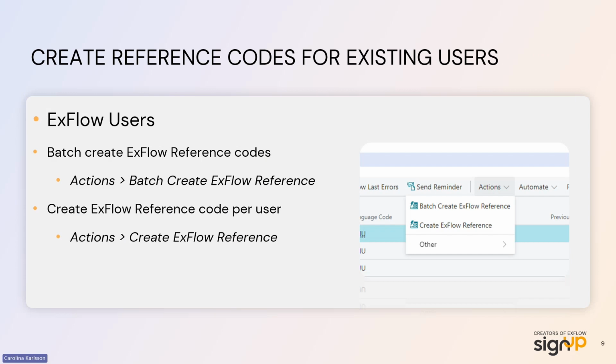And then we have create reference codes for existing users. So you probably have a lot of users right now or a few users. So you can either batch create reference codes or you can create per line. So if you're on ExFlow users and go to actions, you have batch create ExFlow reference to create reference codes for all of your users. And it's the same logic as in the previous slide that it becomes the first approver and so on. And then if you just have a few, let's say you have 4 out of 20 users that you want to create a code for, then you can choose only those and create ExFlow reference code.